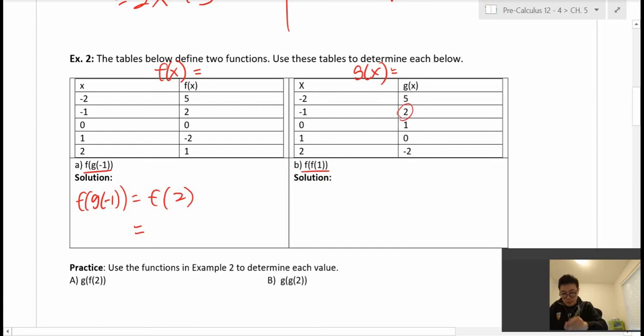And then this is simply just function notation. We can find f of 2 quite easily by looking at the table on the left. So when x is 2, f is going to equal 1, and that's the answer.